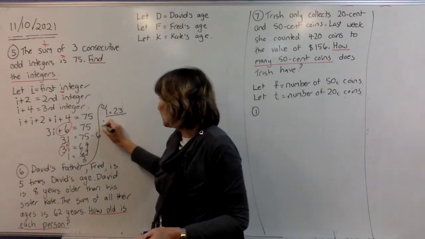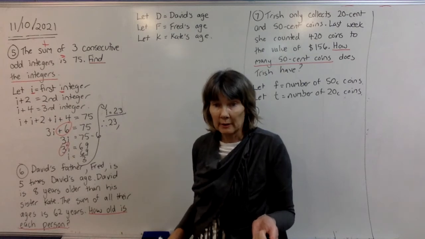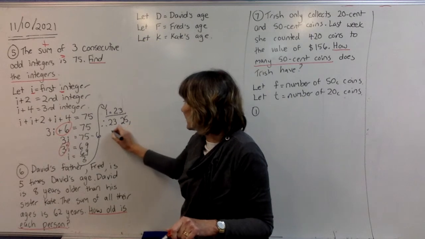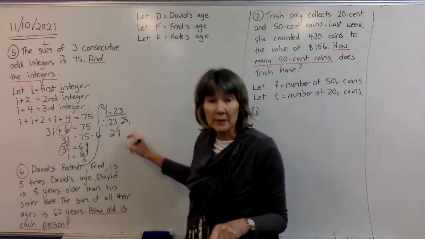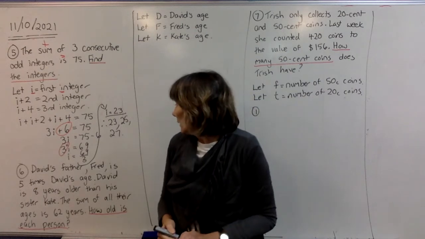So our answer will be 23. What's the next odd integer? 25. What's the next one after that? 27. Okay, so there's your answer. All right, let's have a look at the next question.